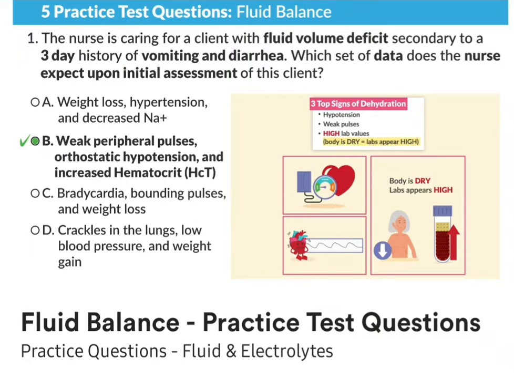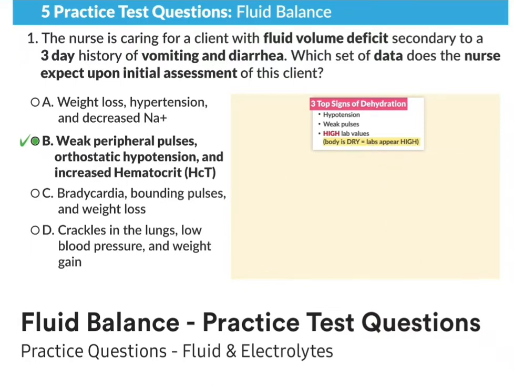Now, options C and D are incorrect. So for option C, bradycardia, bounding pulses, and weight loss. So no, this is incorrect because bradycardia, that slow heart rate, isn't right.